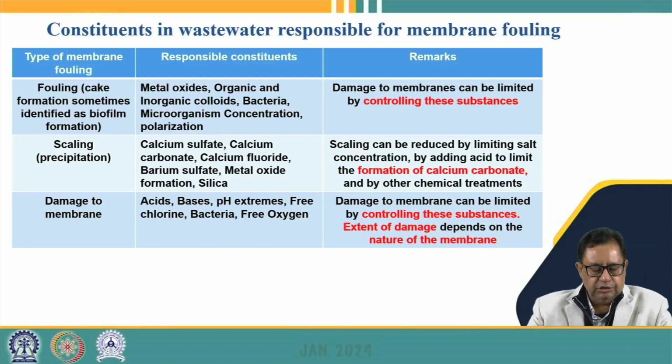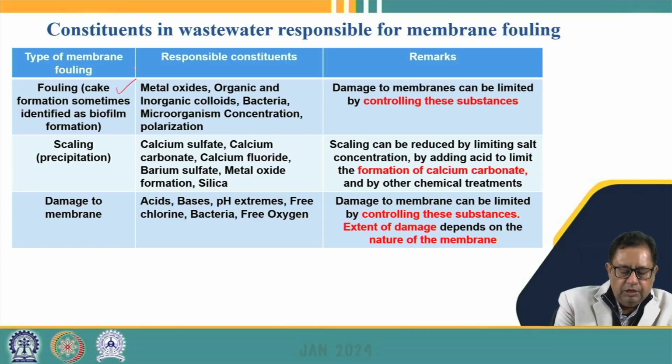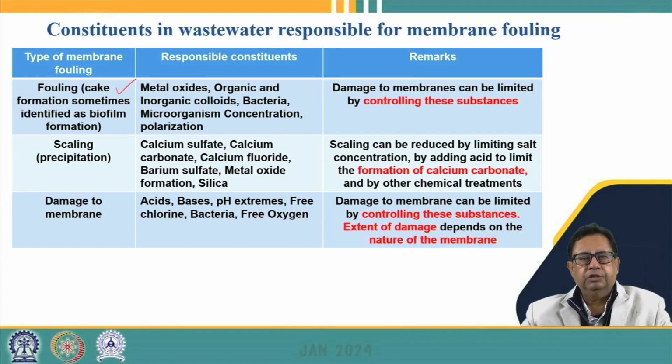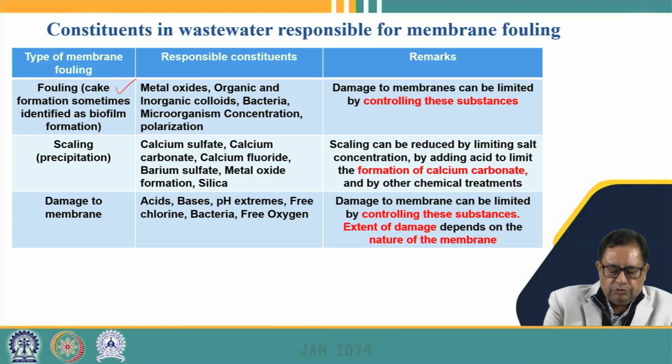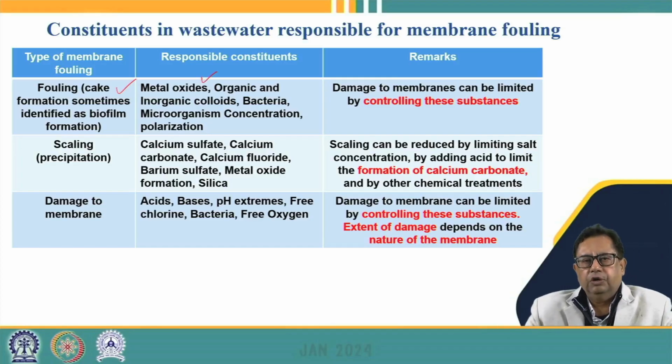The constituents present in the wastewater which are responsible for the membrane fouling process may include a number of things. For example, when we are talking of fouling, that is, the deposition of the constituents onto the surface, it can form a cake-like formation on the surface of the membrane, or it can form a biofilm on the surface of the membrane. This can be because of the metal oxides which are present. These metal oxides may deposit onto the surface of the membrane.